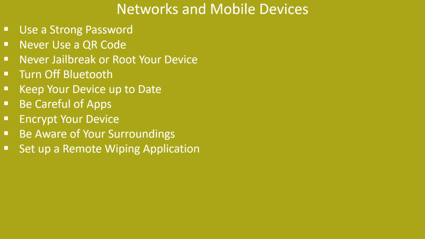You should also set up a remote wiping feature on your mobile device, so if it does get stolen, you can erase all the data remotely. Keep a backup of the data on your mobile device, so if it does get lost, stolen, or broken, you don't lose everything. After backing up your device, you should also remove any unnecessary data on it.